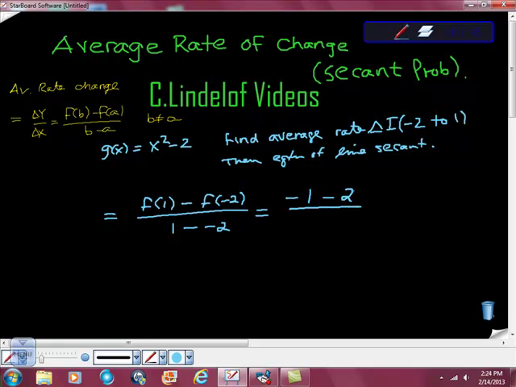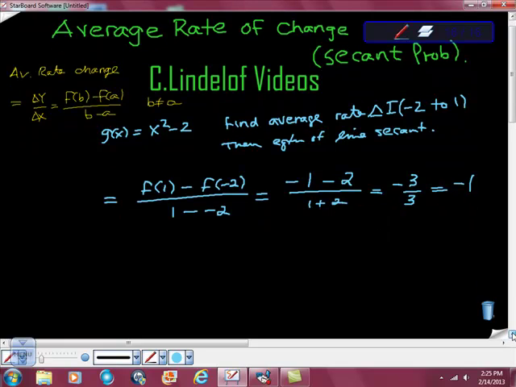So far, so good. Here we have 1 minus minus 2, otherwise known as 1 plus 2, which is 3. So we have 1 plus 2. So we end up with negative 3 over 3. So we have that this is equal to negative 1. Remember that this is the slope of the line secant to this curve. So that's what we're going with. So we have the line secant to this curve.